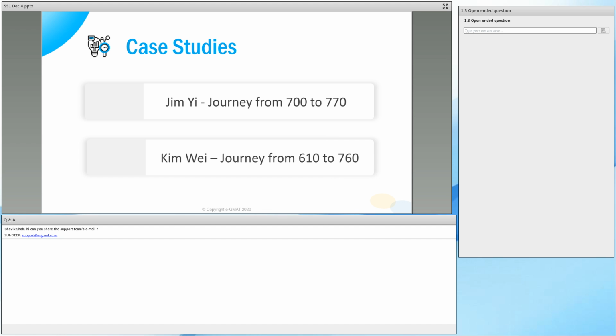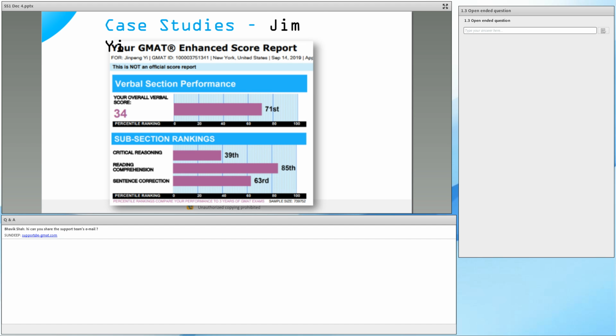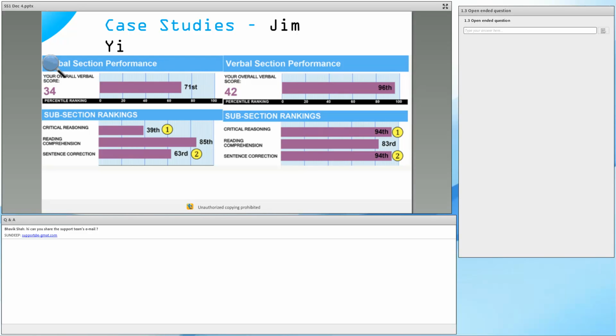And you can really see how people use this. Here's one of our students, Jim, who actually improved from a V34 to a V42 in about 20 days. He came to us with a V34. This was his ESR. He lagged in critical reasoning. He lagged in sentence correction. We looked at his account and his feedback points, and we were able to figure out where he lacked. It was very clear he needed to improve his ability scores in CR and SC. We created a 20-day plan for him, and he went from that 39th percentile in CR to that 94th percentile in CR. He went from that 63rd percentile in SC to the 94th percentile in SC in 20 days. He was able to get to that 770 score.